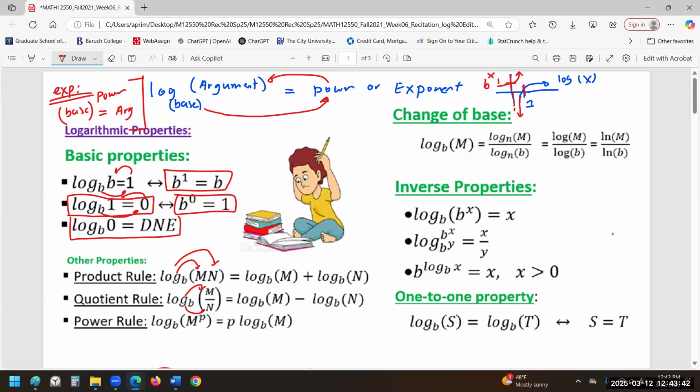The last one says power rule. If the argument of the log has any type of power, log hates power, so it brings it down as a coefficient. So you can never leave a power in the log. Anytime you have a power on the argument in the log, you must bring it down as a coefficient.